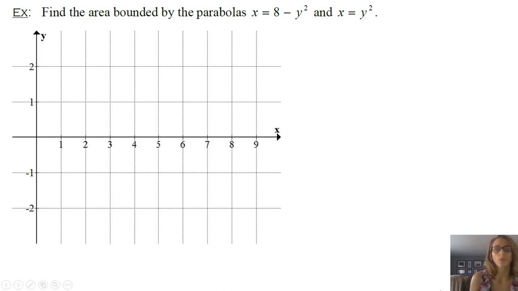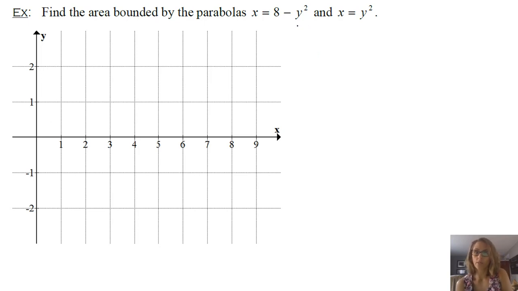All right, so we're going to do the last couple of problems from section 5.1. The first one here, find the area bounded by the parabolas x equals 8 minus y squared and x equals y squared. So what we want to recognize back from the pre-calculus days is that these are two sideways parabolas. And one thing that's going to be important is knowing what they look like so that we can make a decision on how to orient our integral.